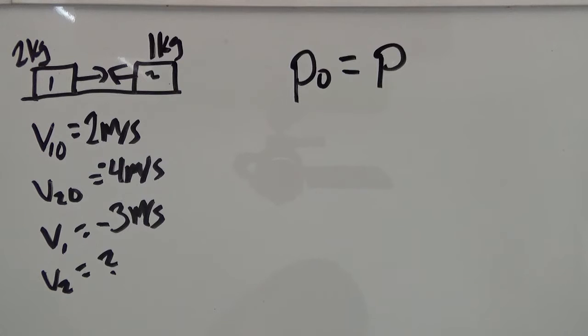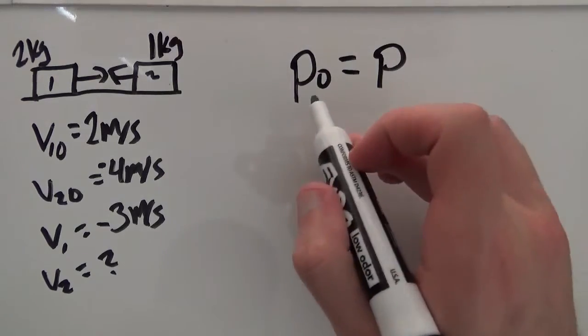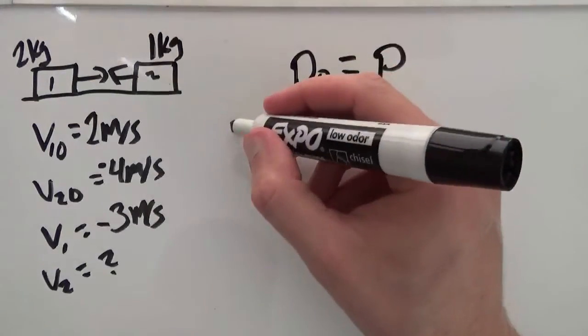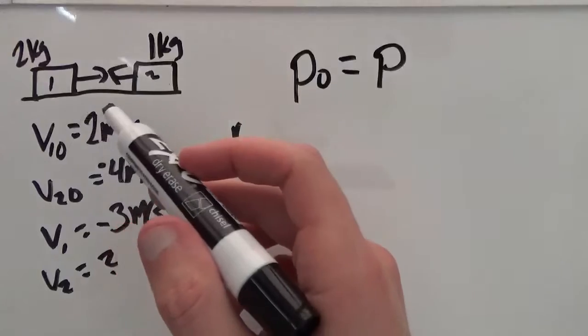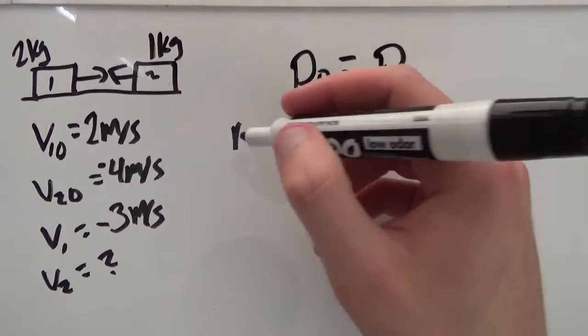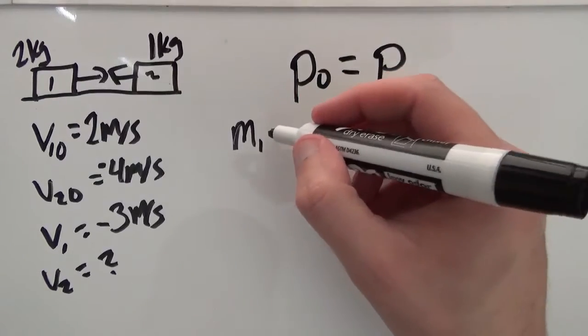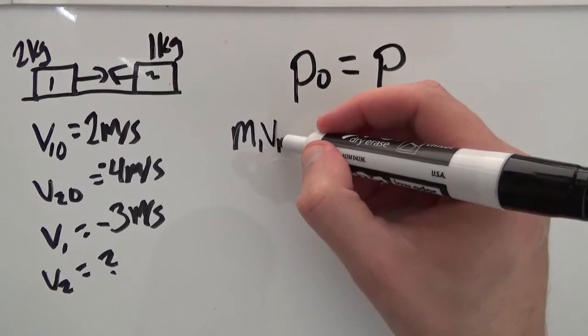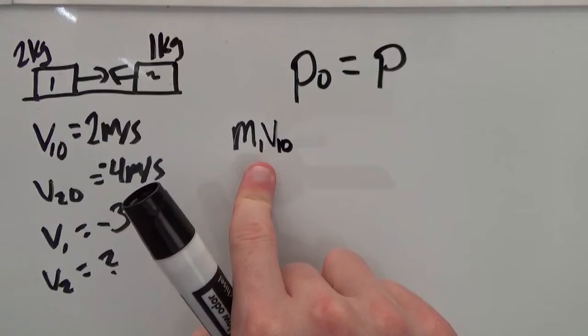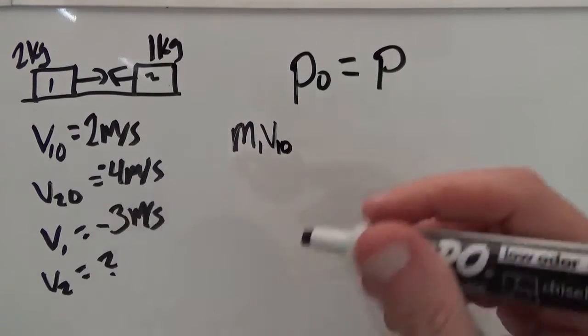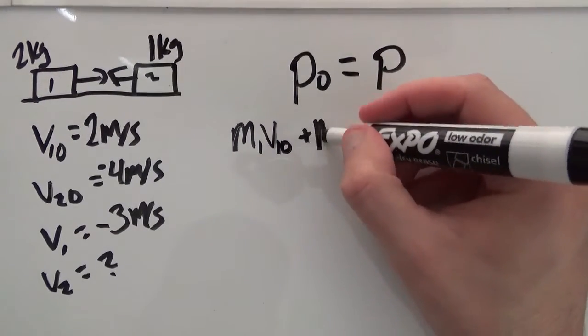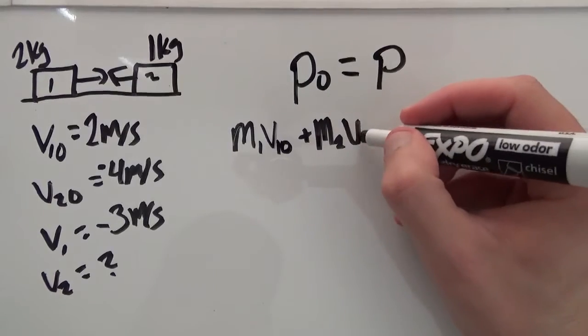So the initial is equal to the final. And then, same thing that we do with energy, you're just calculating the two types, right? Initially we have the momentum of block 1 plus the momentum of block 2. And the way you calculate momentum, it's mass times velocity. It's mass in motion. So this would be the initial momentum of block 1, plus the initial momentum of block 2.